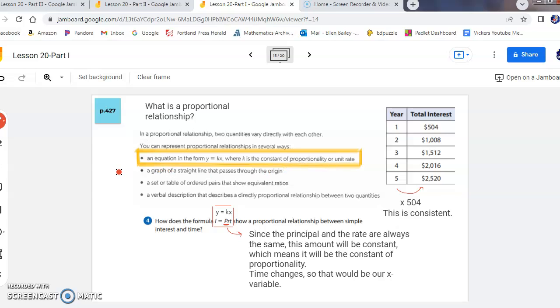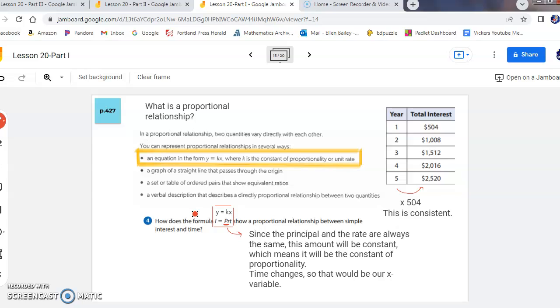All right, these are the other pieces. Okay, the graph of a straight line that passes through the origin. When we looked at the graph of the relationship for Dario, we saw that that did happen. All right, we're just going to now focus on the formula. All right, a set, or a table, of ordered pairs that shows equivalent ratios. We'll talk about that later. And then a verbal description that describes a directly proportional relationship between two quantities.